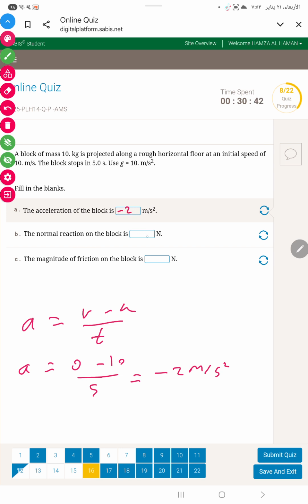The normal reaction on the block is equal to the weight, and the weight here is mg. 10 times 10 is 100, so it's 100. The magnitude of the friction on the block. To find the friction, we can say force is equal to mass times acceleration. Mass is given as 10. Acceleration, we found it to be negative 2, so negative 20. That is friction. Why negative? Because it's opposite to the motion. But since we want only the magnitude, we write it without the sign, just 20.